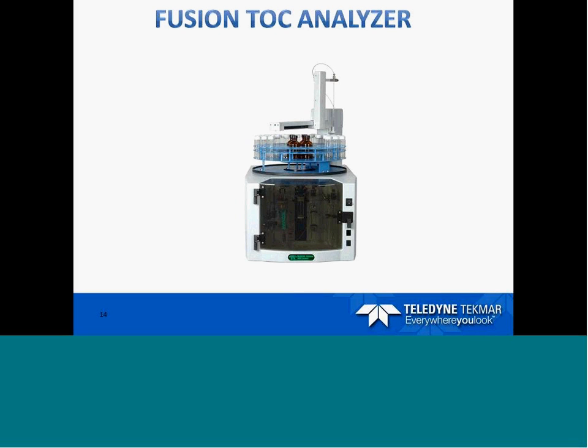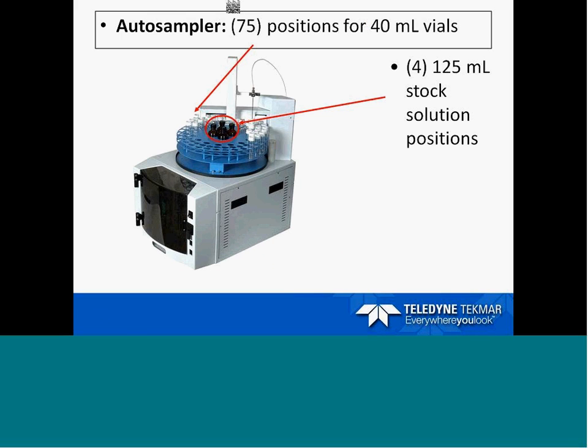So the instrument that we used for this application note is our TOC Fusion Analyzer. It's a UV persulfate. This is the instrument, a view of it. This is the sampler up top that can run 75 positions for 40 mL vials. You can see in the center these 4 125 mL stock solution positions. When we go in and look at making the calibration curve, one advantage is that the system will auto-calibrate for you.